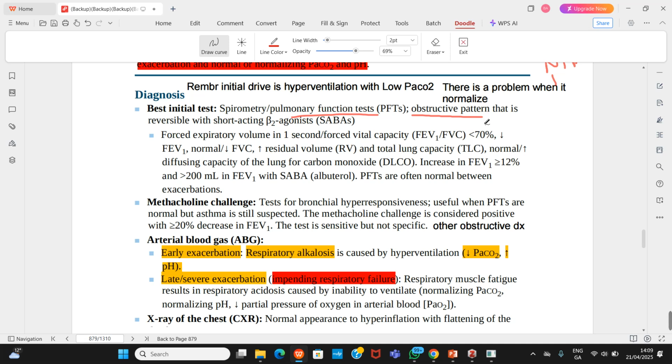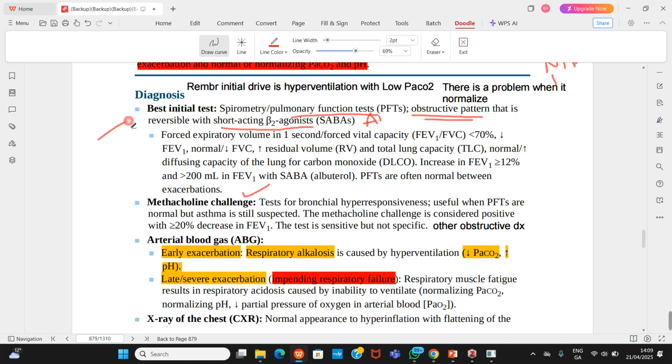And one thing about it is that we expect that obstructive pattern to be reversible when we administer a short-acting beta-2 agonist like albuterol. But one thing I also want to say here is that the fact that we do spirometry for somebody and the person does not have an obstructive pattern does not rule out asthma. It doesn't. So that's when you have to proceed to the methacholine challenge test. Don't forget that stuff. Never forget it.